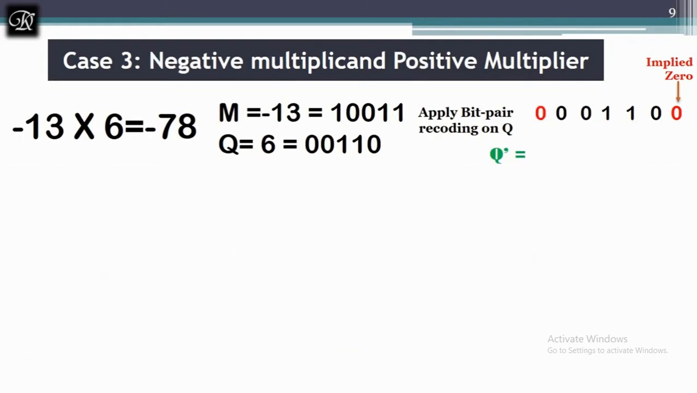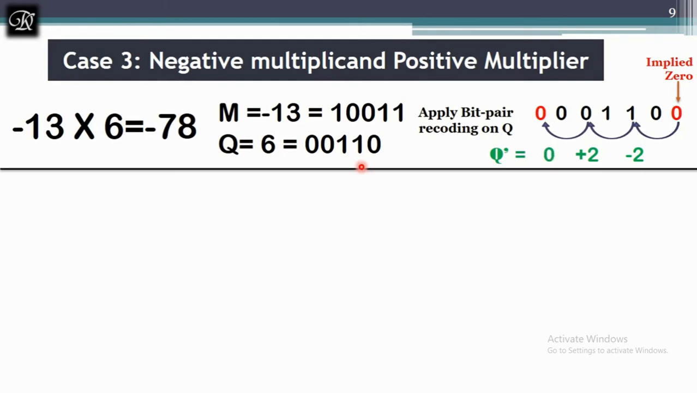Let's see the next case. In this case, the multiplicand is negative and the multiplier is positive. So you have to find the 2's complement of the multiplicand. And again, just like case 1, you have to find the new Q for 6. It will be negative 0, positive 2, negative 2. And now apply the algorithm to find the product.